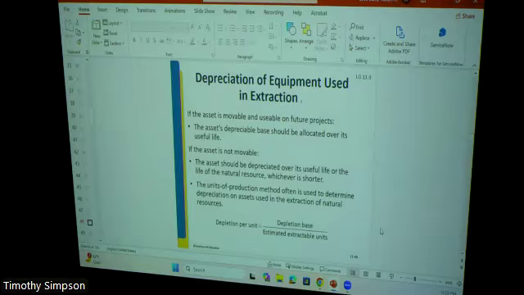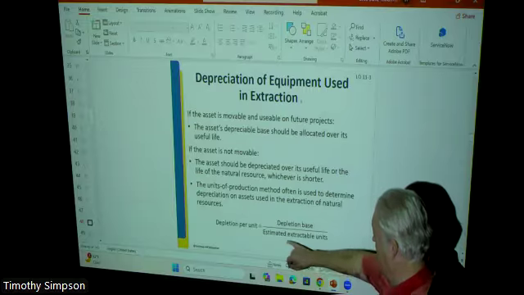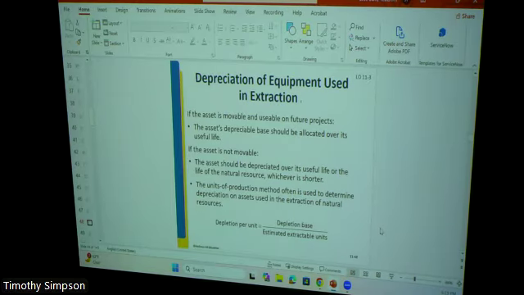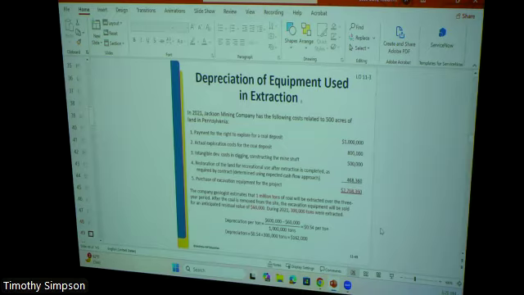And so the depletion base is going to be used here, and it's going to be on a per unit basis. And so extractable units are going to be the denominator. Let's take a look at this particular example, where we have a piece of equipment. I think it's a truck. Whatever it is, it doesn't really matter. So same facts as before.